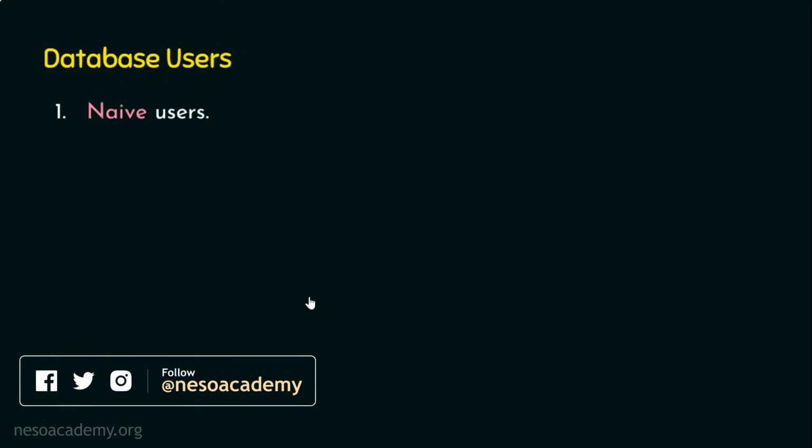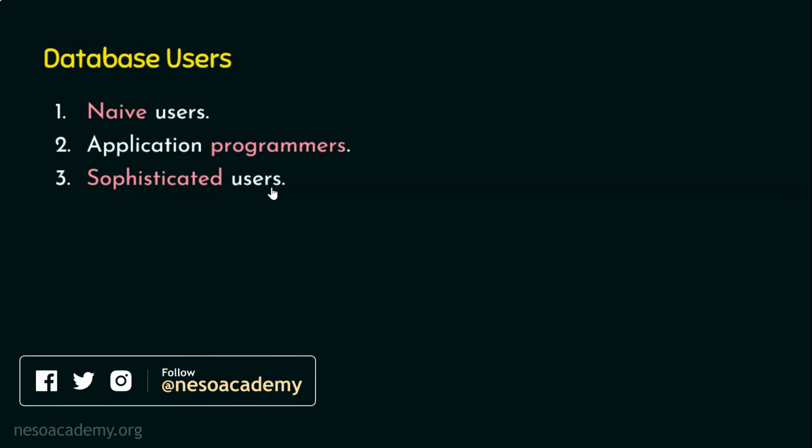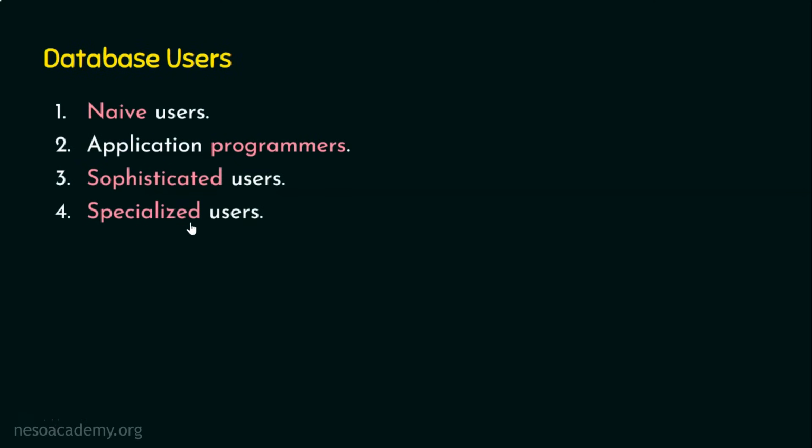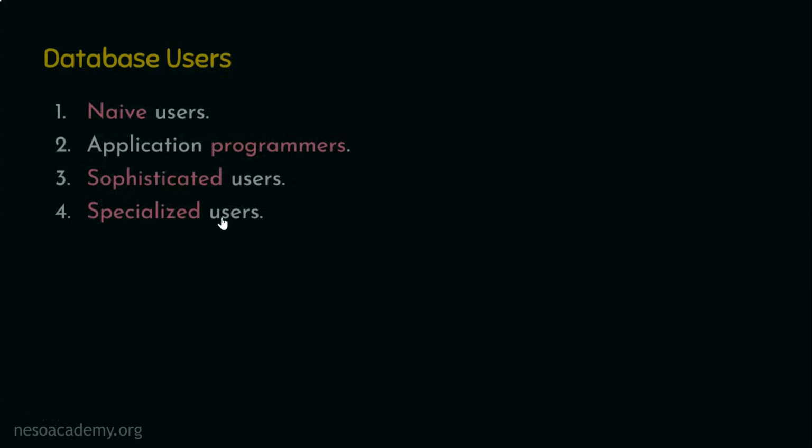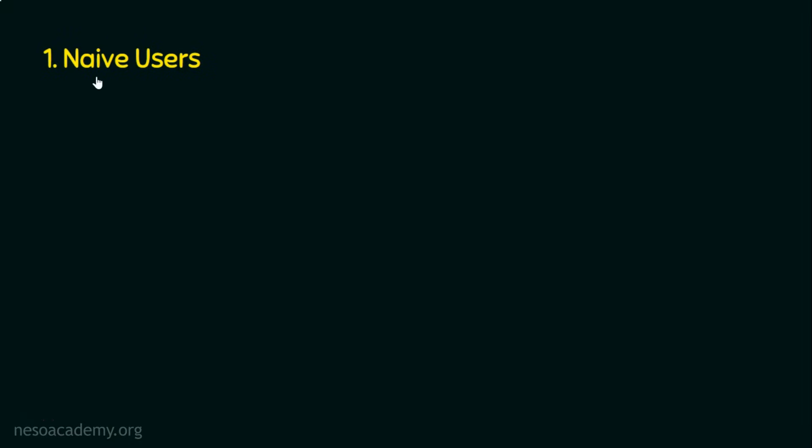The first user is the naive users. The second type of users we are going to address is the application programmers. The third type is the sophisticated users, and the last one, specialized users. So in this presentation, we are going to address these 4 types of users. Let's start with the first type of the user, the naive user.